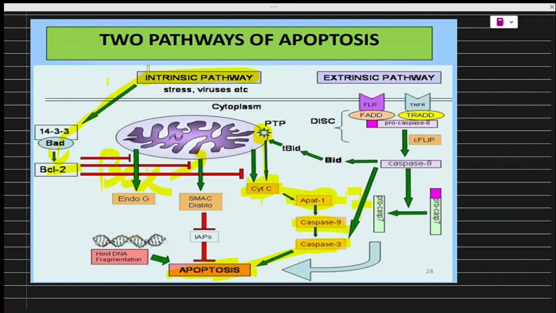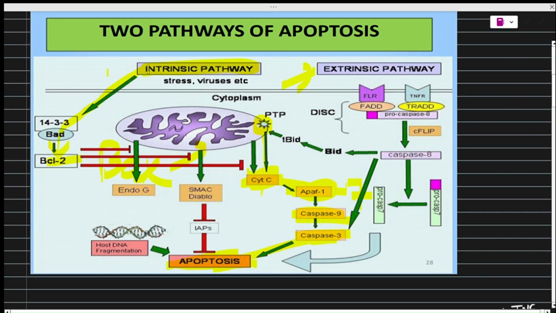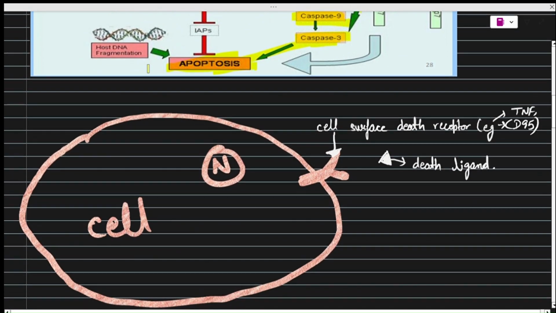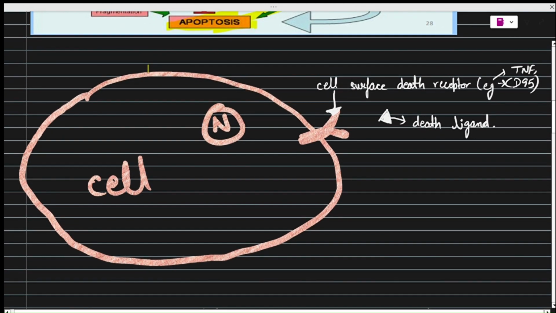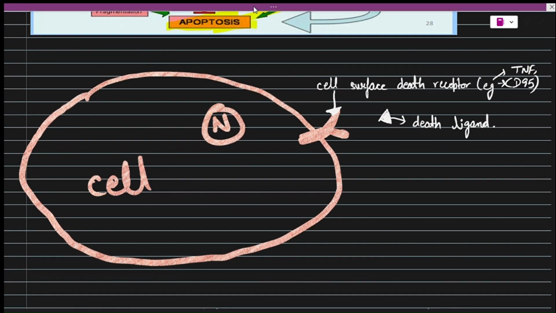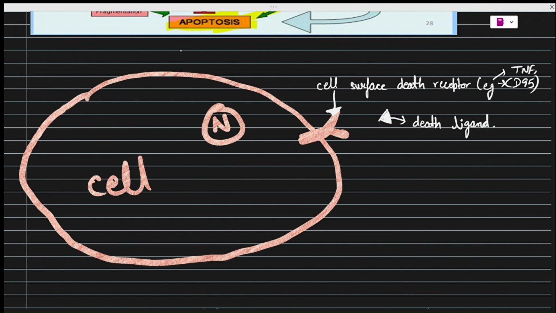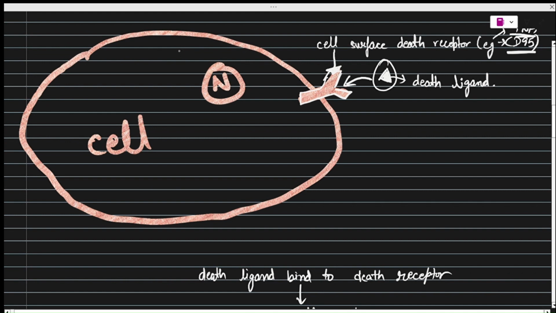Now we are going to study the extrinsic pathway. In this extrinsic pathway, the signal comes from outside. That is why it is called extrinsic, or external. The death ligand is the ligand which initiates the signal for this pathway. This death ligand will go and combine with a cell surface death domain or death receptor, for example CD95 and TNF, tumor necrosis factor, and this will engage further apoptosis.